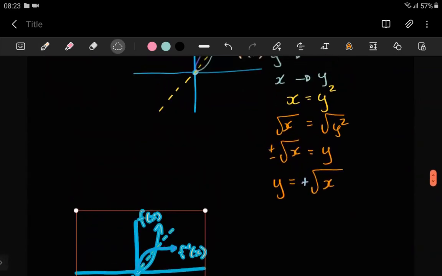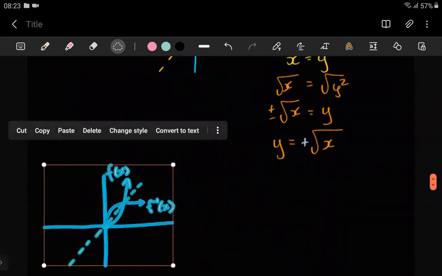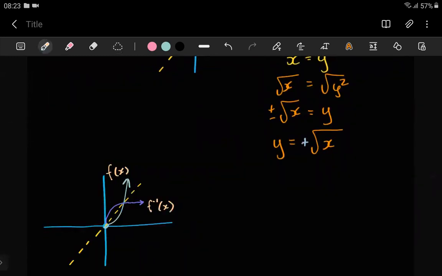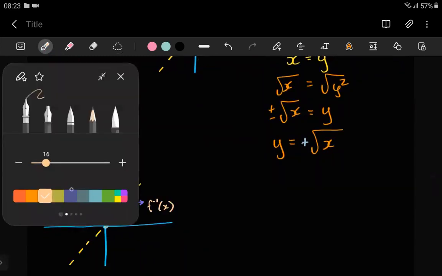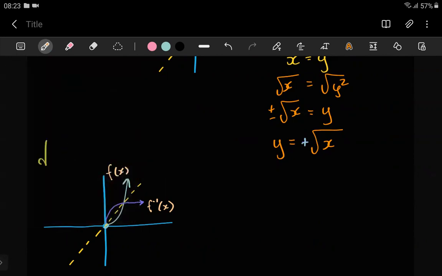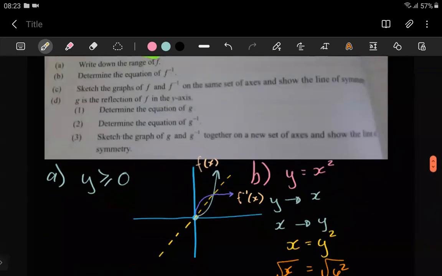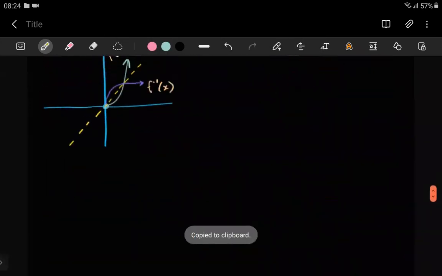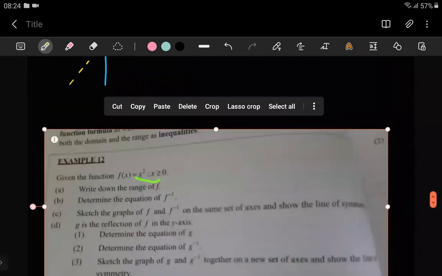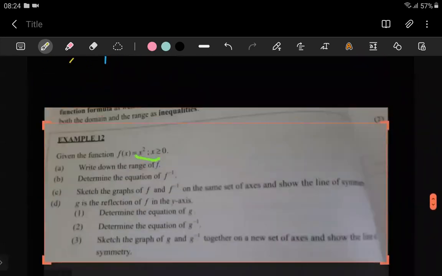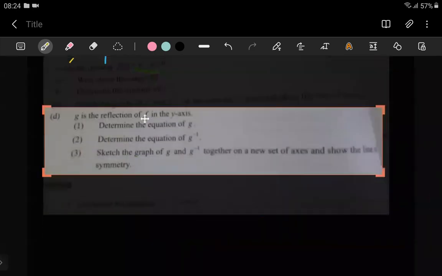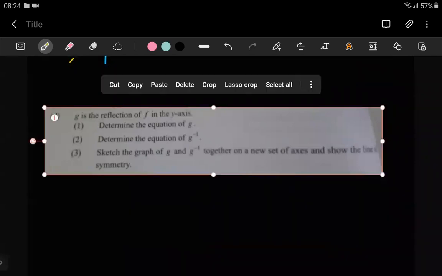Down here. Where's this thing now? So this is D. So with D, let's see what they're talking about. Let me even copy this so we don't have to keep scrolling up, down, left, right. We can just stick to the bottom here. D is saying g is the reflection of f in the x-axis. So we have to answer the following questions, right?